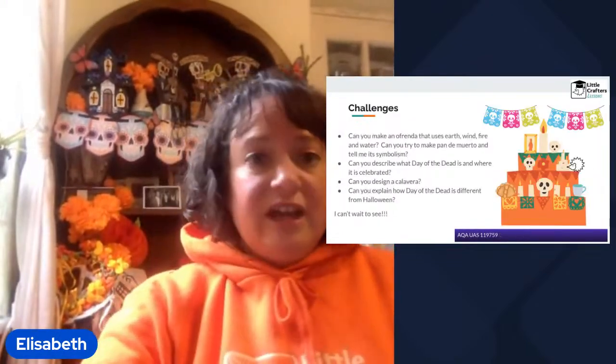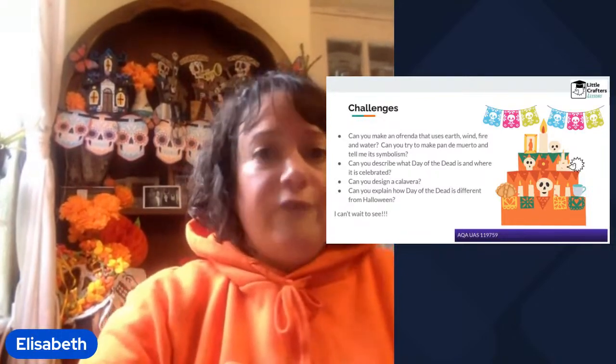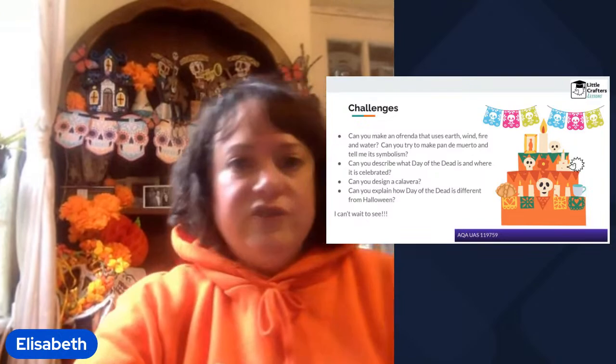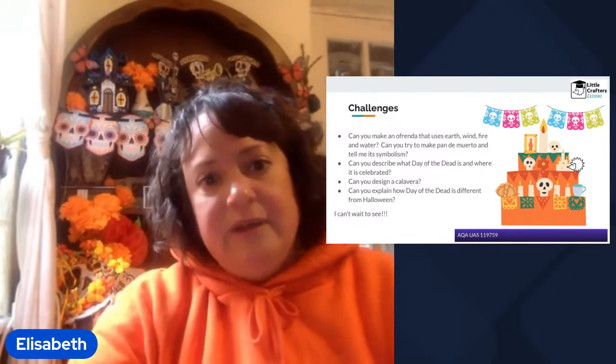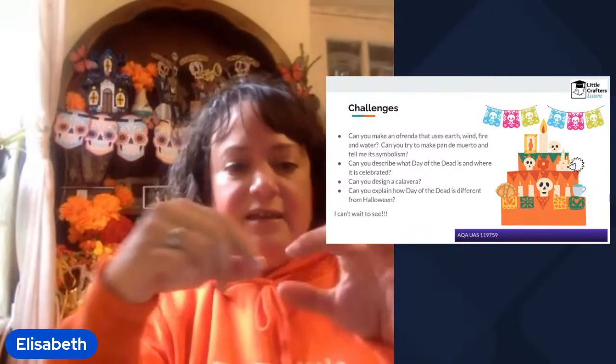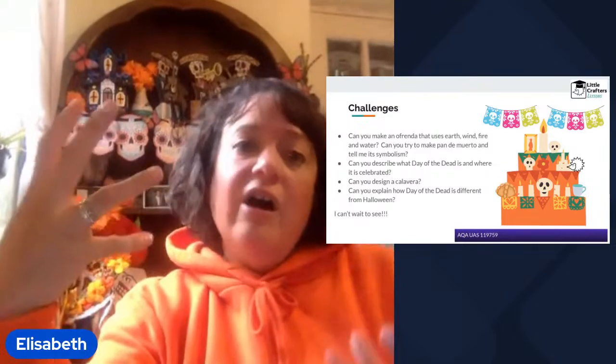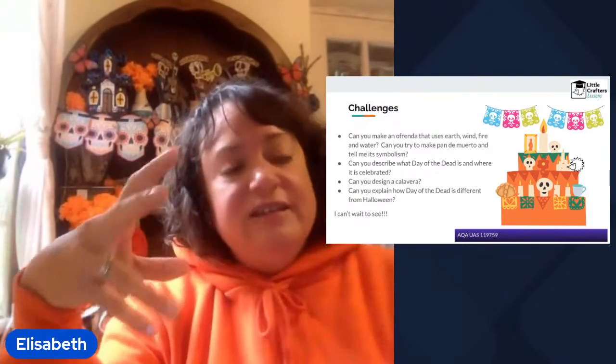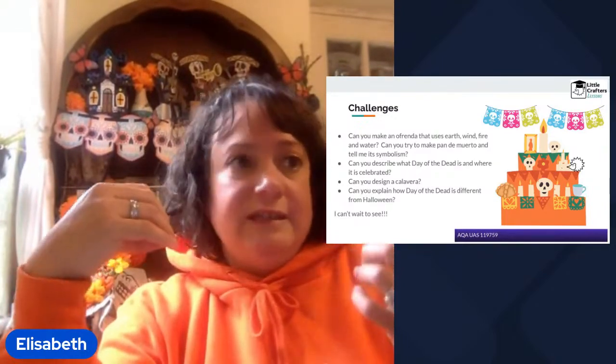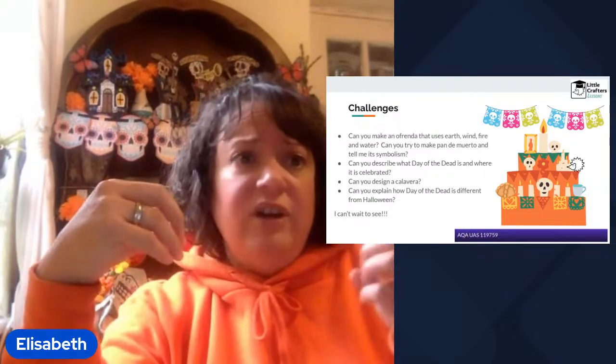So the challenges for you guys are to make an ofrenda that uses earth, wind, fire, and water. And can you try to make pan de muerto and tell me its symbolism? The symbolism on top of it, with the pieces of dough that you decorate it with, are the bones. So we're honoring our loved ones. The orange scent is because it's something that we believe they can smell is oranges, and the color orange is something that will lead them to our homes.